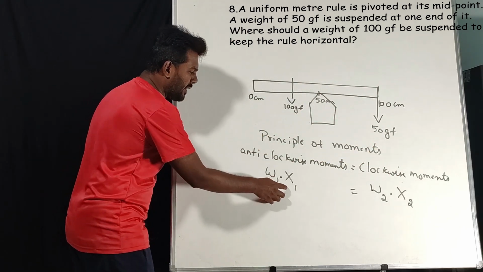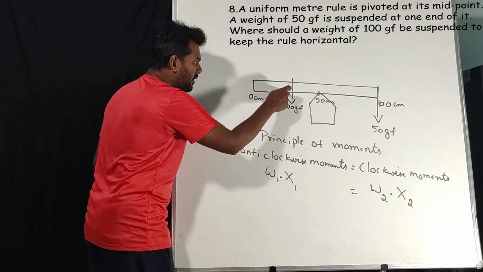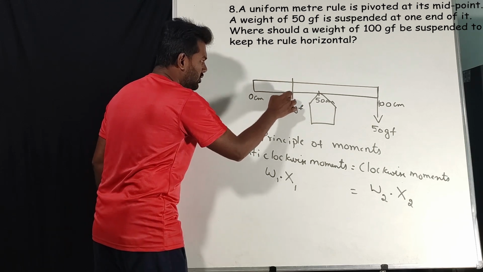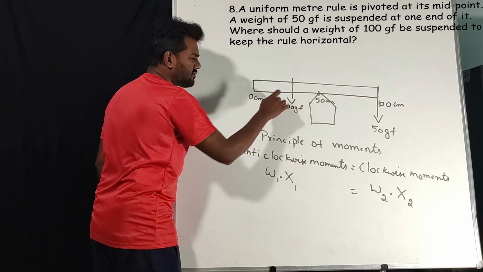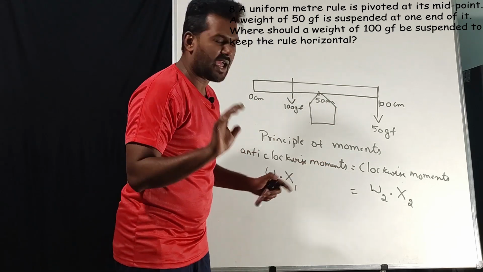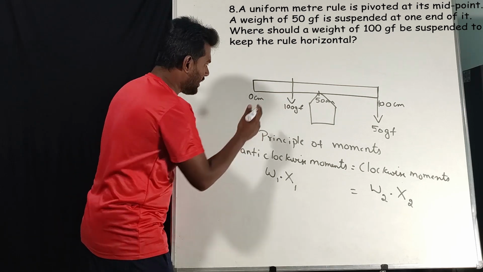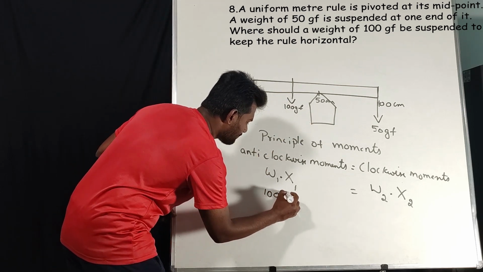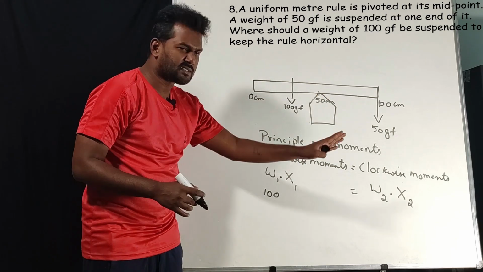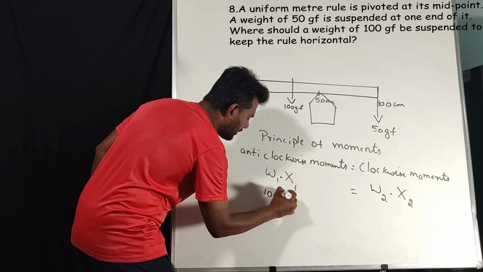Now x1, what do you mean by x1? See, from the load to the pivoted point, always the pivoted point only. Do you think we know this value? No, that is what we are going to find in this question. But here we know the exact value of W1. W1 is nothing but the weight, that is 100 GF. So you don't have to write GF and centimeter. Why? Because both sides we have GF and centimeter, so it will get cancelled.